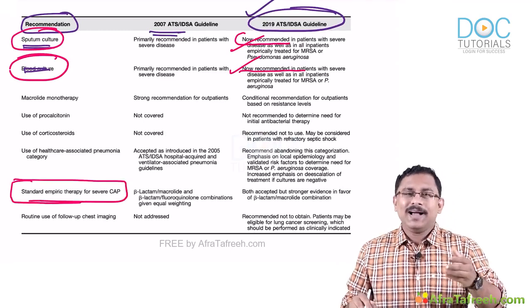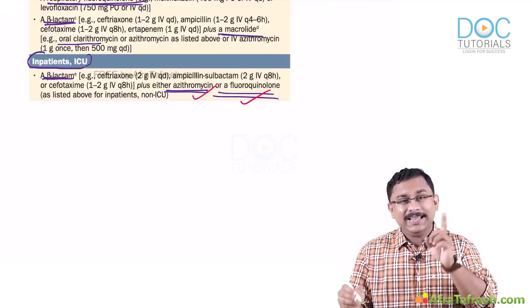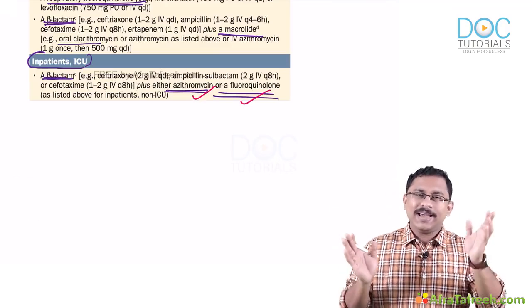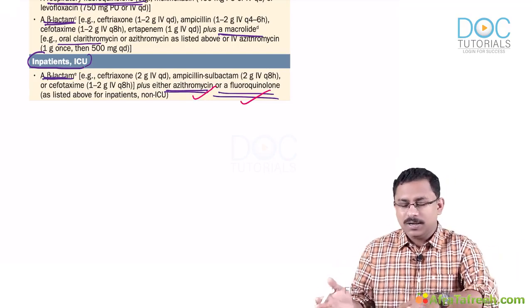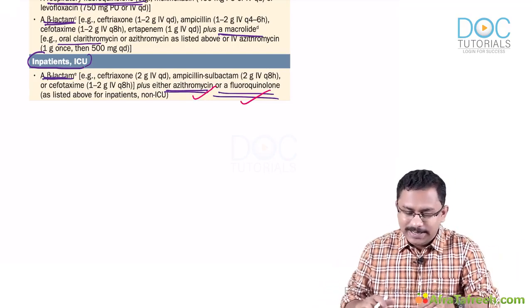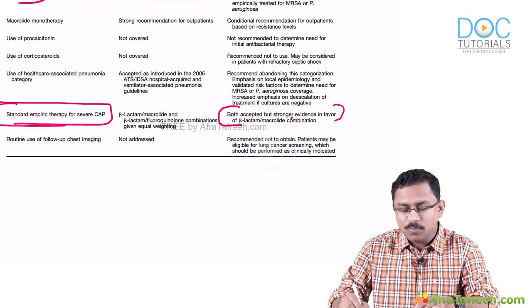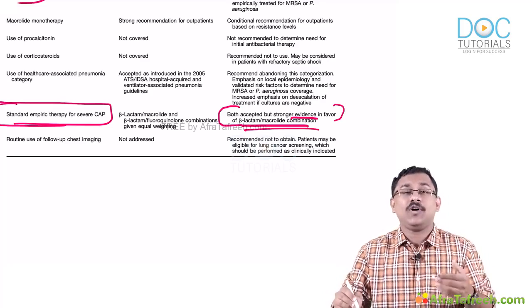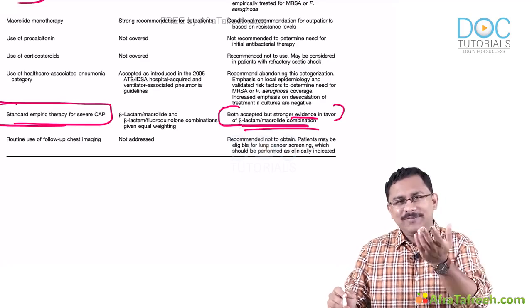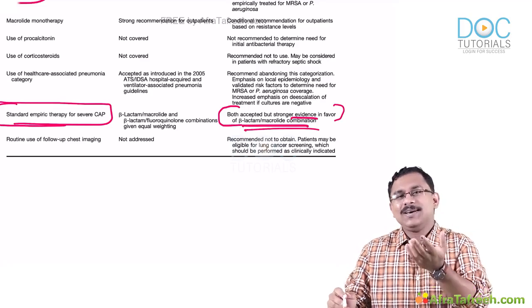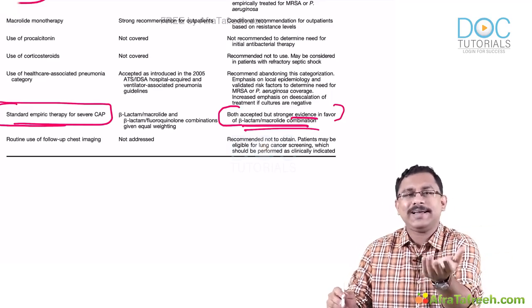You remember, I told you for an ICU treatment you can go for beta-lactam plus either azithromycin or fluoroquinolone. They had not put one agent above the other, that is whether you should go for azithromycin or fluoroquinolone. But in the 2019 guidelines, they are specifically saying both are accepted, but the evidence is more in favor of the beta-lactam macrolide combination over the beta-lactam fluoroquinolone combination. So when you now have an ICU patient, you should favor a beta-lactam plus macrolide combination over the beta-lactam fluoroquinolone combination.